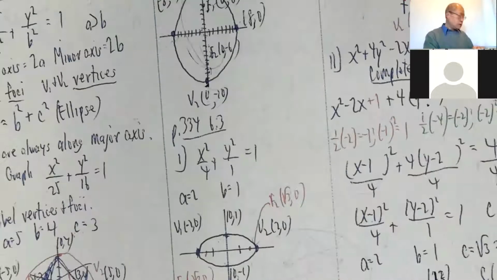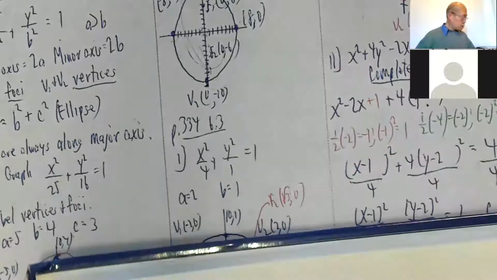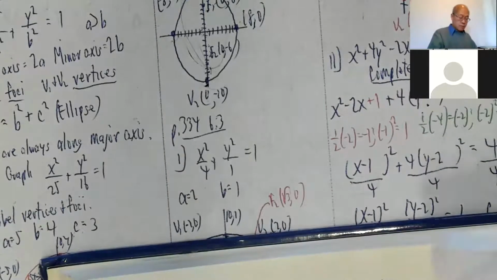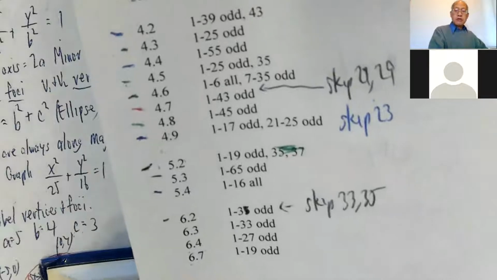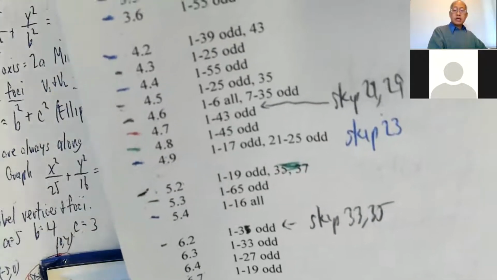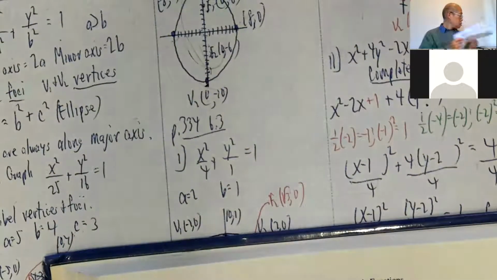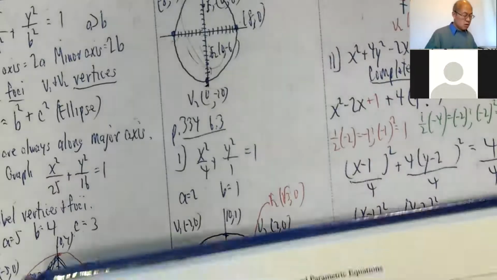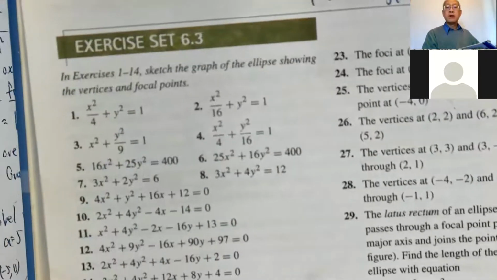Okay, so number 1, 6.3. So what was the assignment again? Number 33 odd. Note again, 6.2, skip 33 and 35. That means we're stopping at 31. 6.3 is 1 to 33 odd. I'm not sure if I showed it to you. Page 334. Here we go.